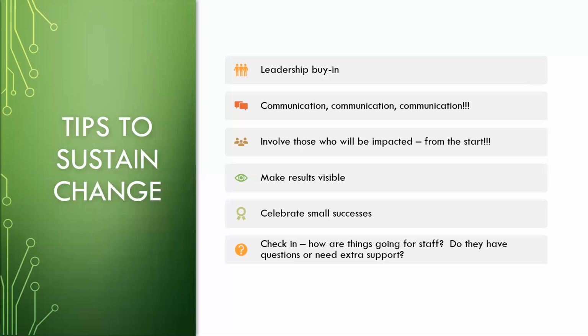And that actually ties into my last point about checking in with staff. How are things going for them? Do they have any questions or concerns, or do they need extra support in one area or another? So if you make sure to really look at these 6 tips and really incorporate them into your process, you'll have higher rates of success for sustaining this change that you hope to see.